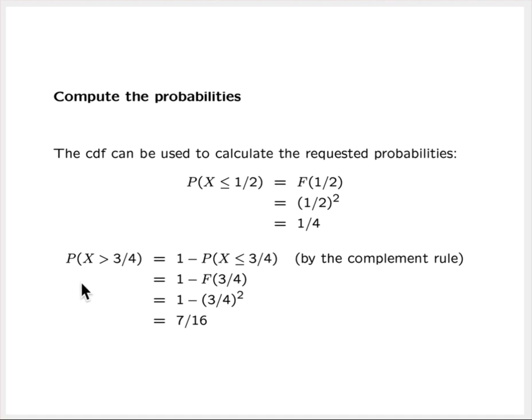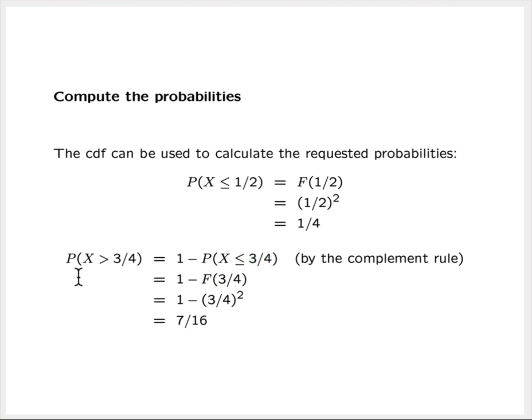Next, we want the probability that x takes on a value greater than 3/4. Now, we could obtain this by integrating the PDF from 3/4 up to positive infinity. But we can also rewrite this probability using the complement rule as 1 minus the probability that x is less than or equal to 3/4. And that's helpful because this probability is given to us by the CDF evaluated at this upper endpoint of 3/4.